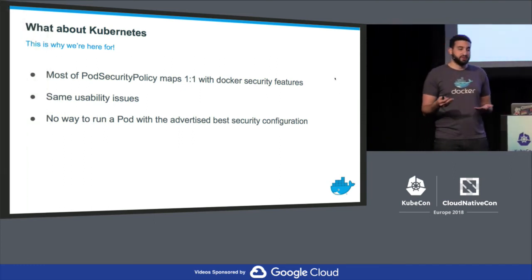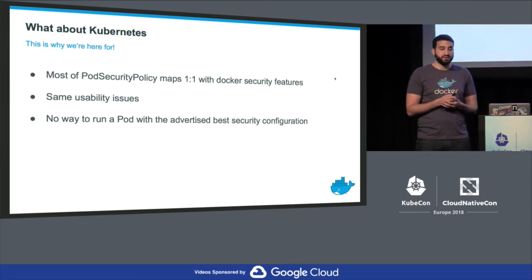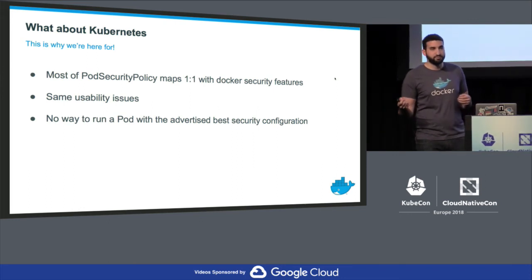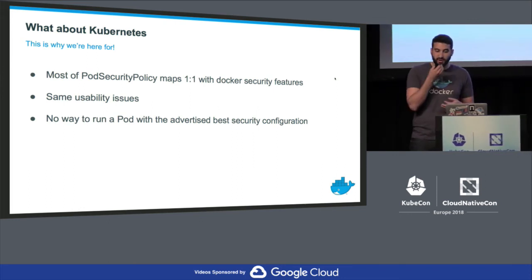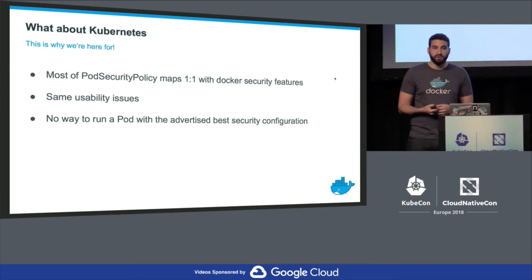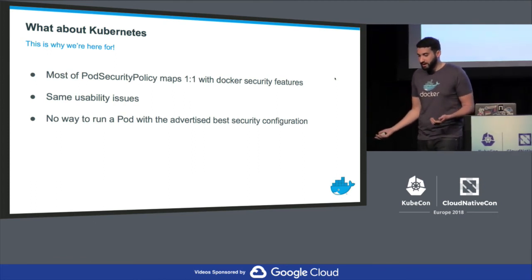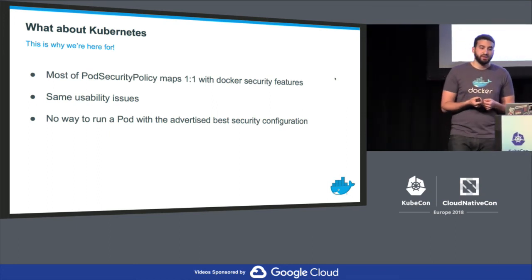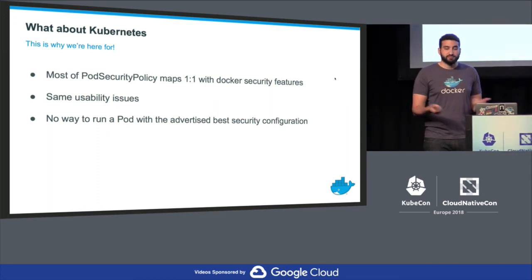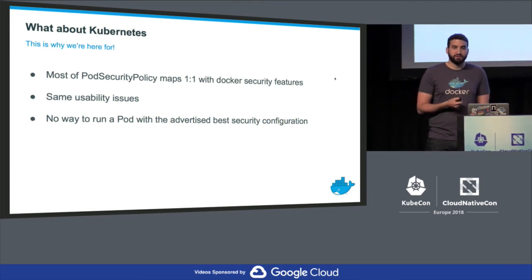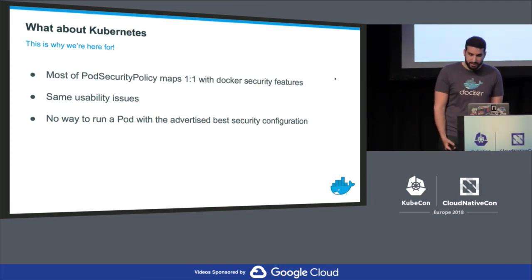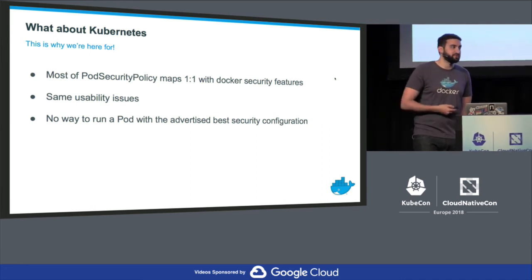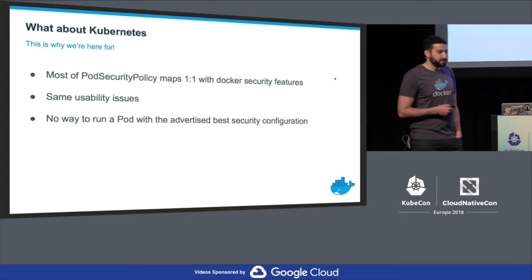Kubernetes has the same usability issues. The security features from the security context and the PodSecurityPolicy map pretty much one-to-one. So even though it's in alpha right now, which means that it can be more or less changed a bit, it's still not great for people out there. And there is no way to advertise the best security configuration for a pod. So that's the idea.